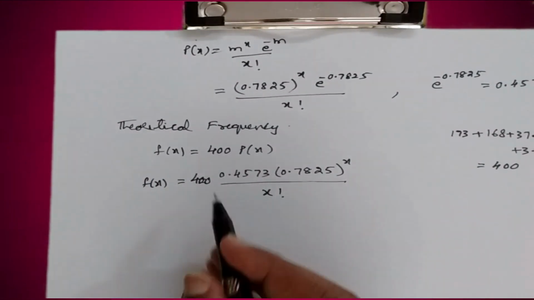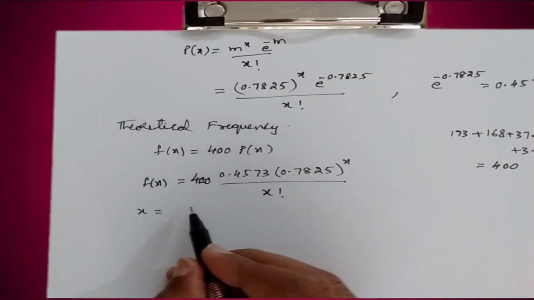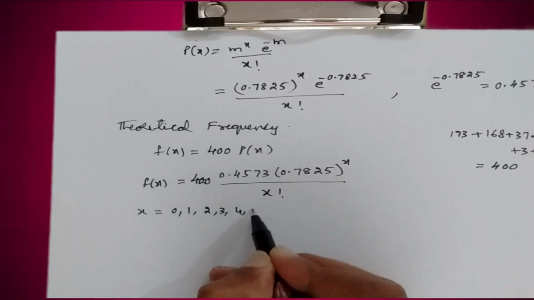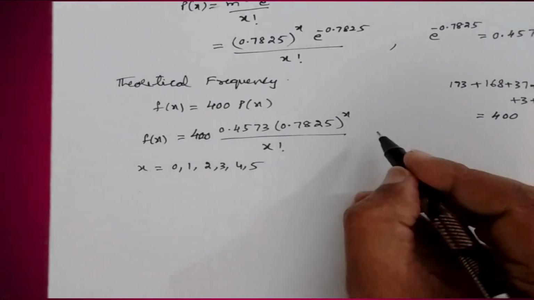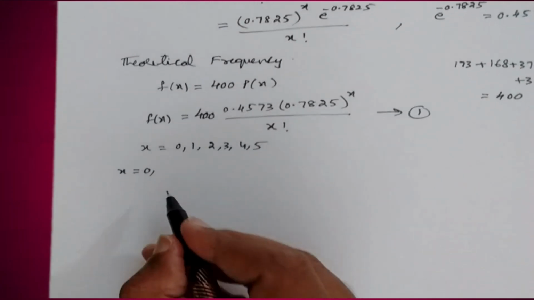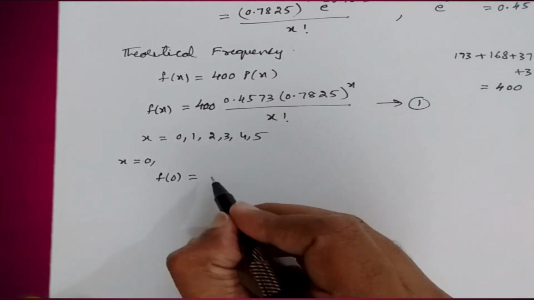So now here for different values of x, what are the values of x? If you see the table, the values of x are 0, 1, 2, 3, 4 and 5. These are the values of x from the table. So if I take this as, say, equation number 1, for the value of x equals 0, what will be f of 0?